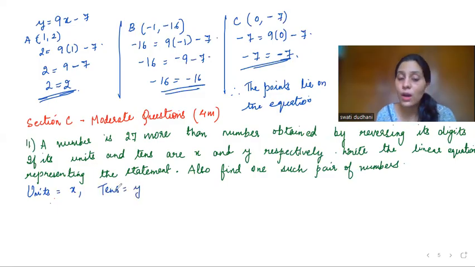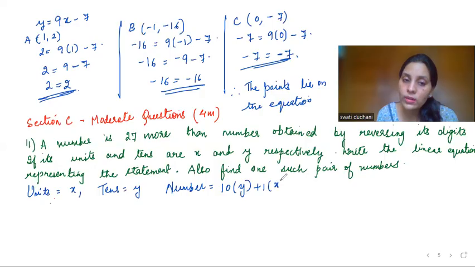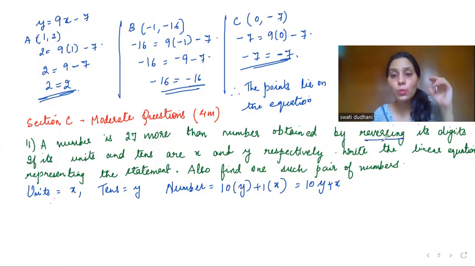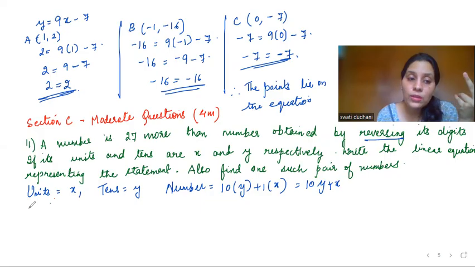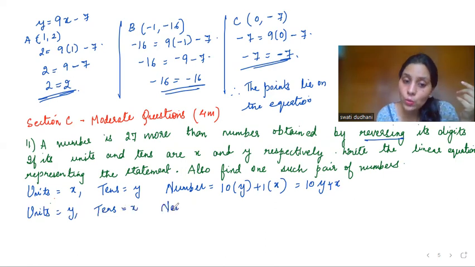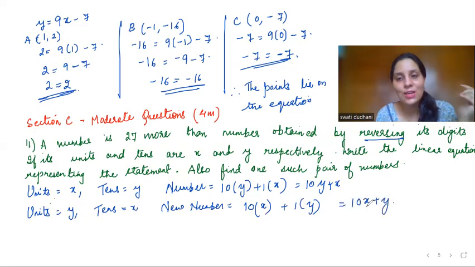So what did we see? After knowing the digits, we will first find the number: 10 into its tens digit plus 1 into its units digit. So we get the number as 10y plus x. Now here I see that you are reversing the digits. Now units becomes y and tens digit becomes x. You are interchanging. So the new number formed is 10 into its tens digit plus 1 into its units digit. So this time it is 10x plus y.